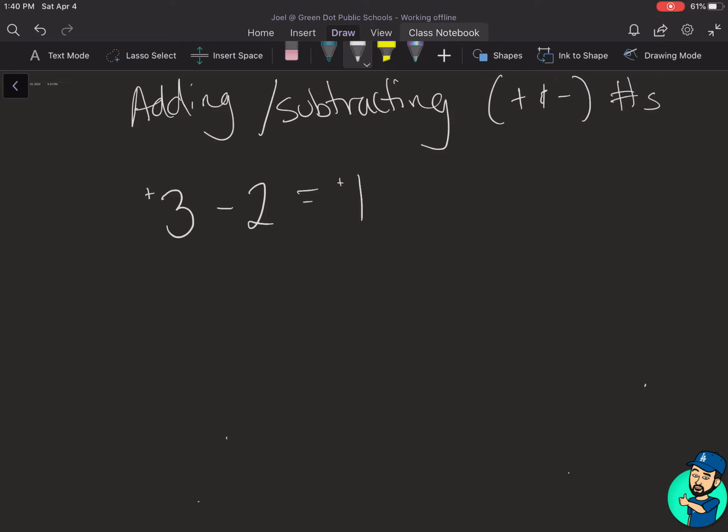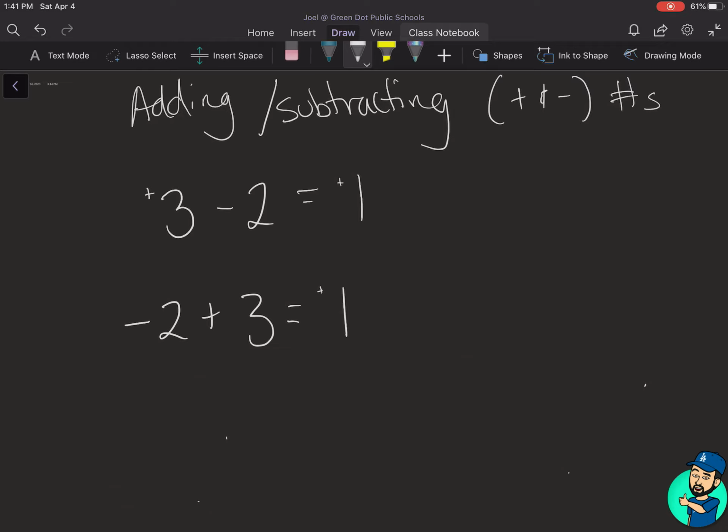Now watch this. What if it was like this? Now what happens there? Negative 2 plus 3. The 3 is positive, the 2 is negative. Again, just like rule number 1, you subtract those numbers. They have different signs. You subtract the numbers, but keep the sign of the larger number, which is positive. That's it.